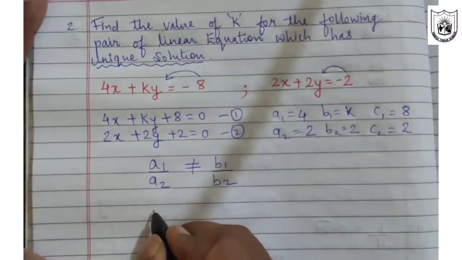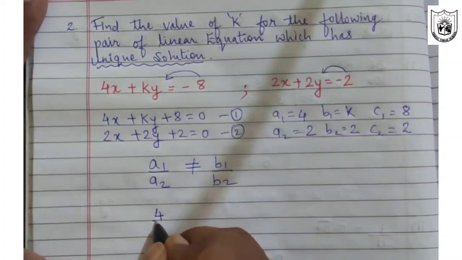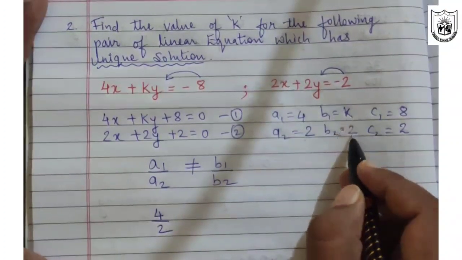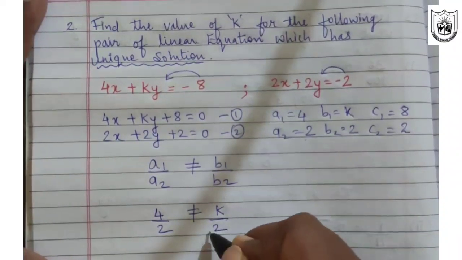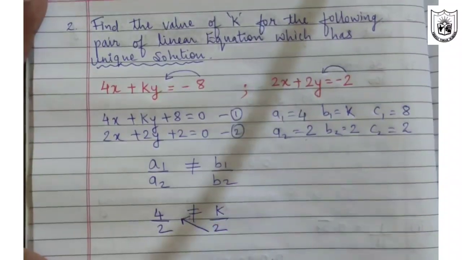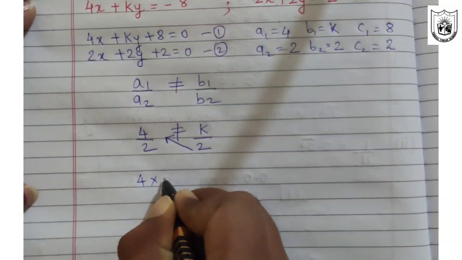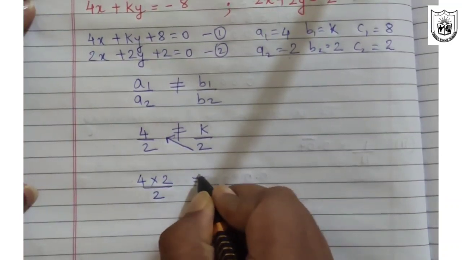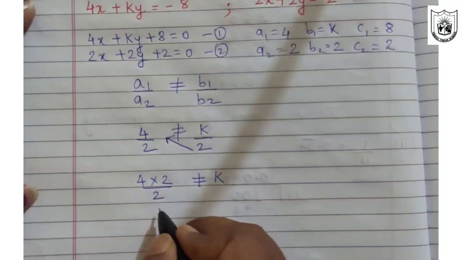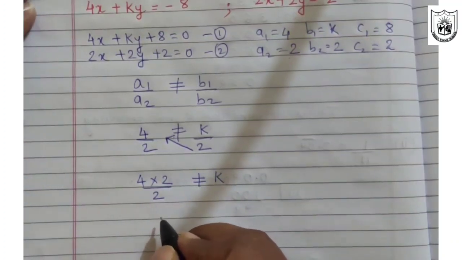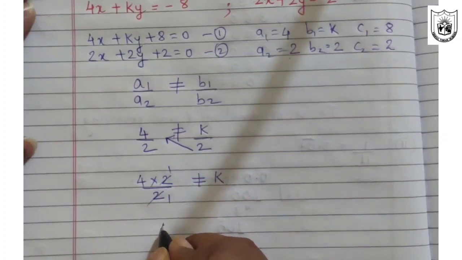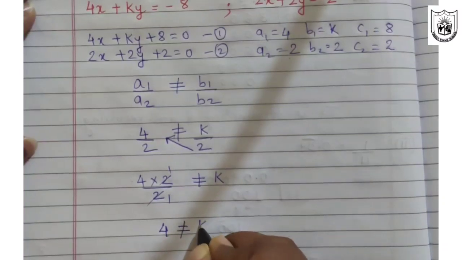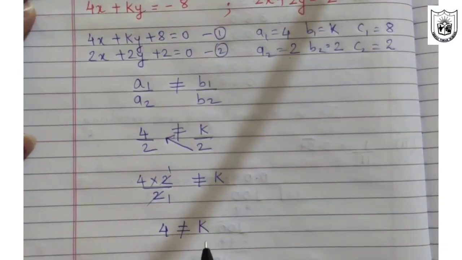So let us substitute next. a1 upon a2 will be 4 upon 2. Then b1 upon b2 will be k upon 2. Next we will transpose 2 to the left. So we will have 4 multiplied by 2 upon 2 not equal to k. 4 2s is 8 divided by 2. You can do it that way, or else 2 1s are 2, 2 2s are 4. So we can say that the value of k is not equal to 4.